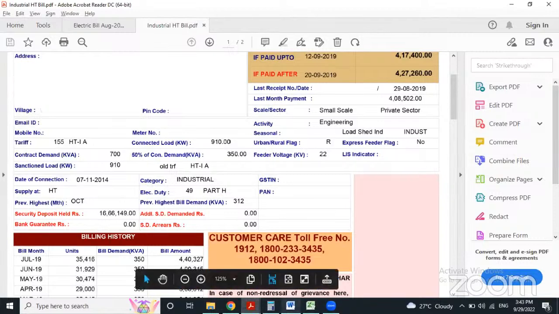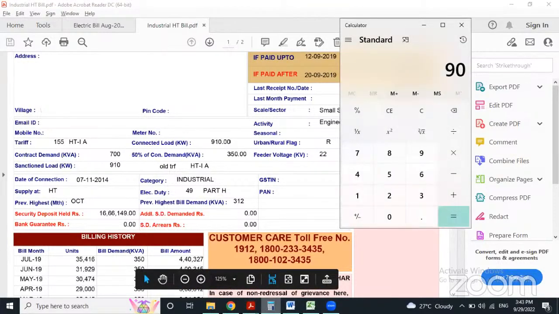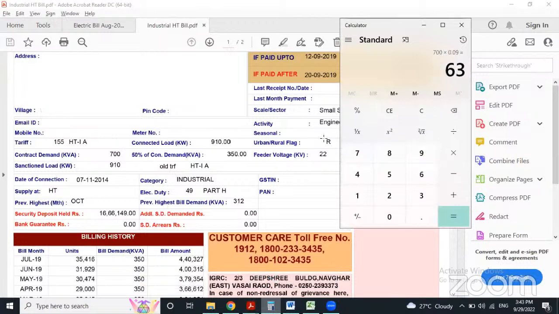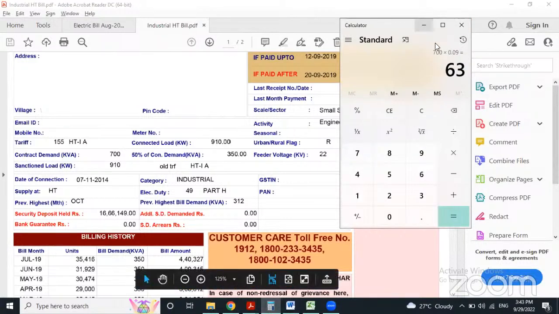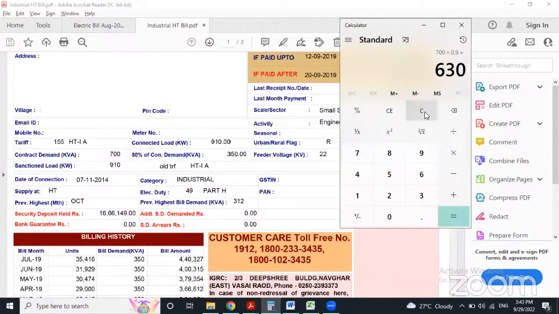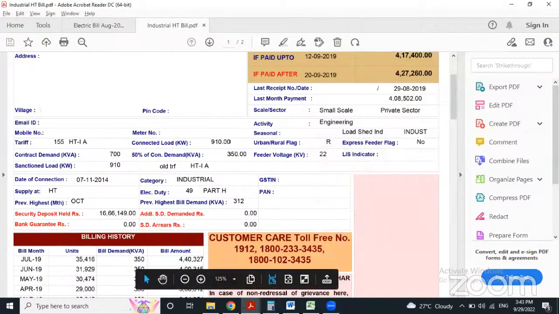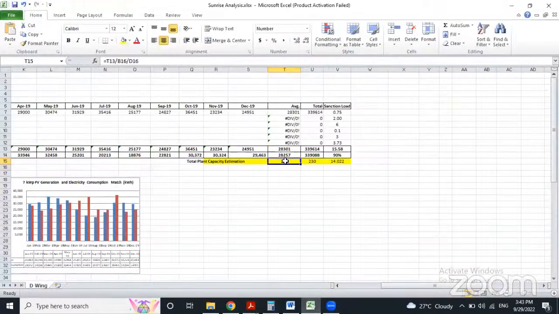So 700 kVA, 90%, I will take. 700 into 0.9 is approximately 630 kilowatt, which is the maximum allowed over here. But based on the consumption, we are getting much lesser than that. It means we are within the range of the contract demand policy. 230 kilowatt is what is going to be proposed to this customer.